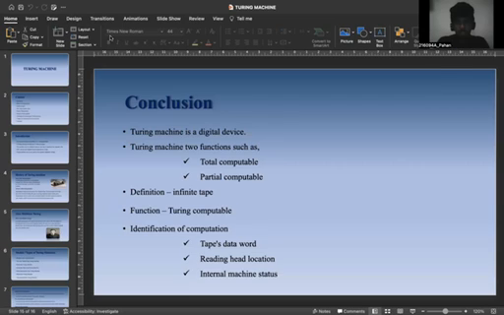Hi everyone, I'm Pahan, 216094A. I have done the purpose and features part of the presentation.